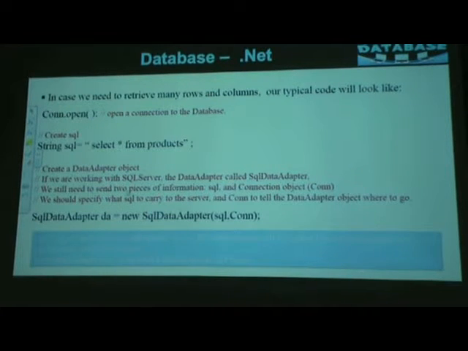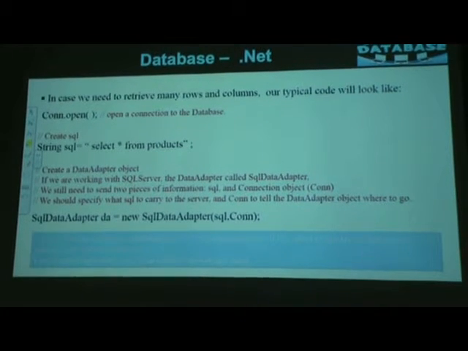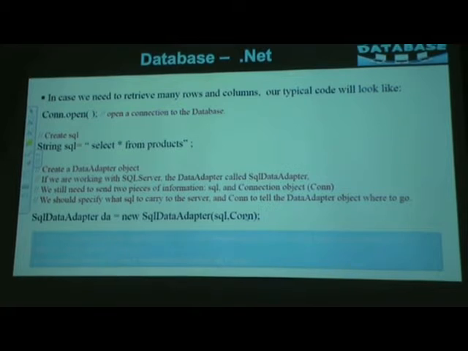We still need to send 2 pieces of information, the SQL and the connection object. We should specify what SQL to carry to the server, and what connection, to tell the data adapter object where to go. The connection object, as I said, is like an address. So when we use it with the command object or data adapter, it's like you telling the motorcycle or the truck where to go, what username and password to use to deliver the data, and what database we need to communicate with.